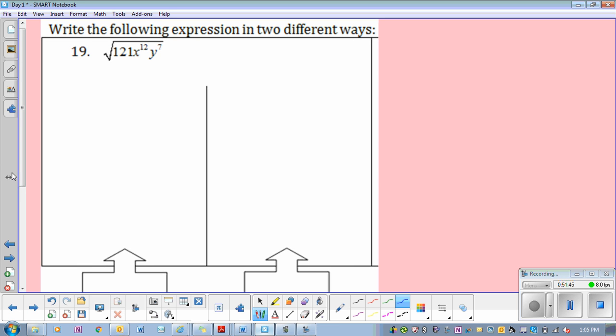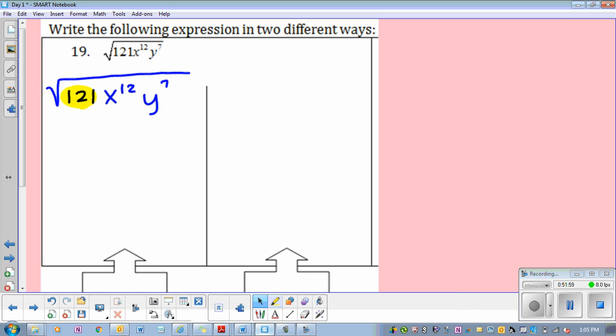Okay? Let's simplify this radical, just the way that we've been doing. Square root of 121, x to the 12th, y to the 7th. One thing at a time. What's the square root of 121? 11. You could even put that in the calculator. X to the 12th, what is the square root of x to the 12th? Divide by 2, it's 6.